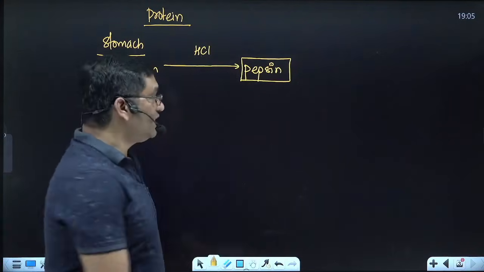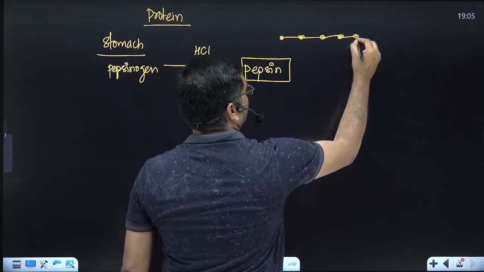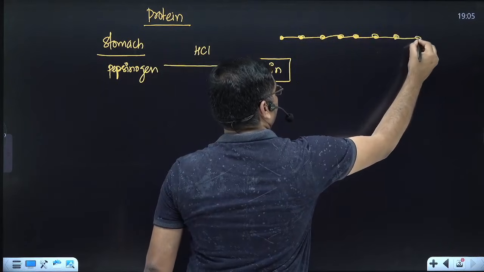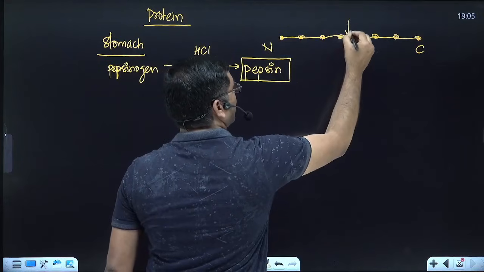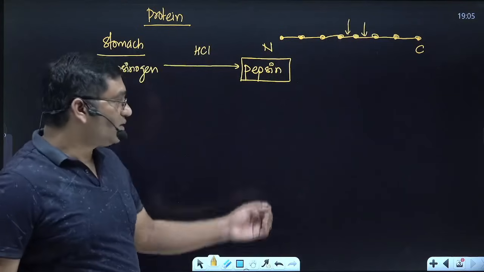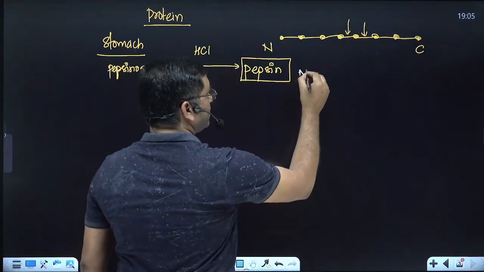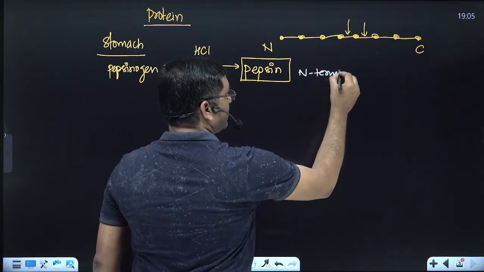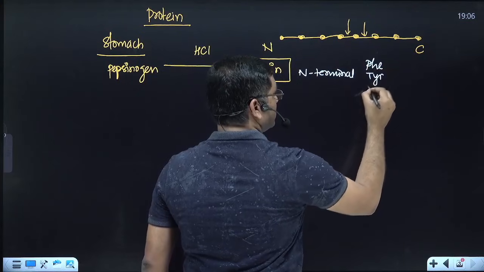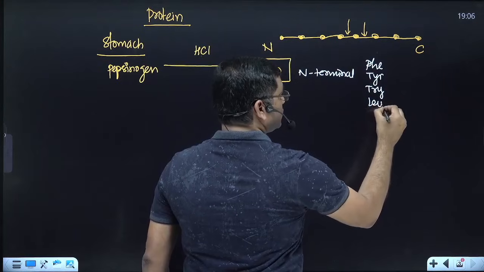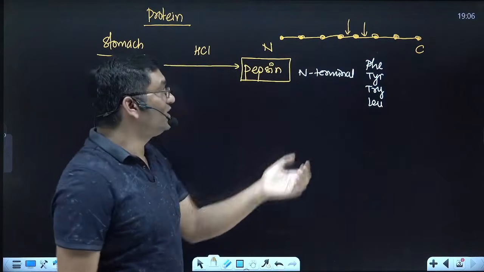It cleaves the internal peptide linkage. Suppose this is a polypeptide. This is the carboxyl terminal. This is the amino terminal. So pepsin will act on internal peptide linkages. And pepsin specifically acts on the N-terminal phenylalanine, tyrosine, tryptophan, leucine, and some acidic amino acids. It acts on the peptide bond formed by the N-terminal.